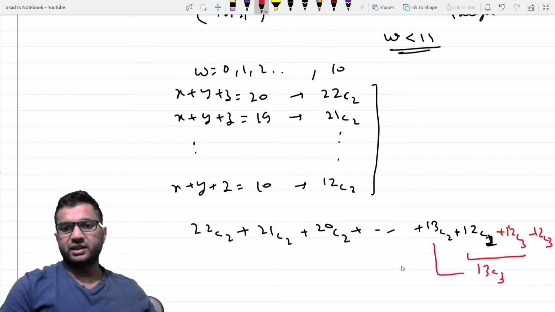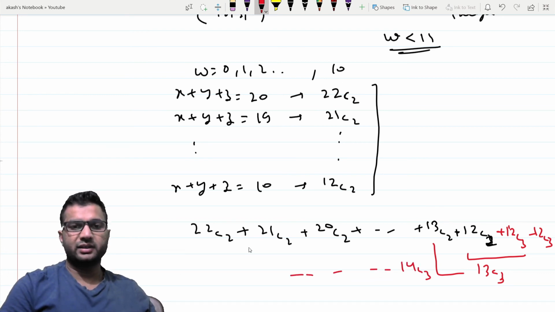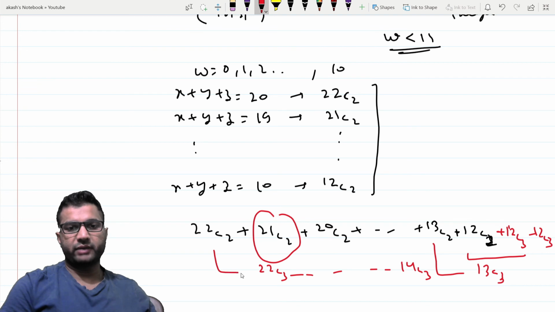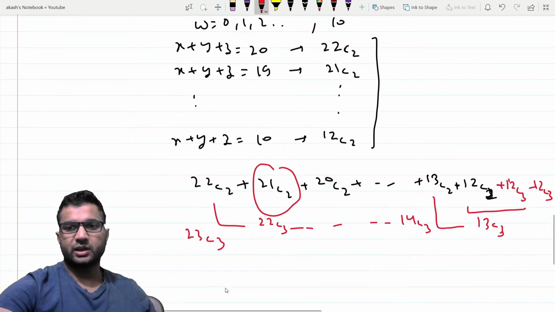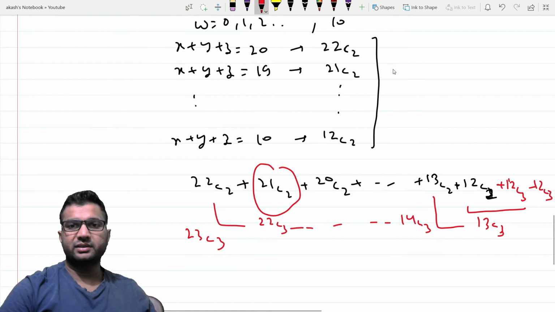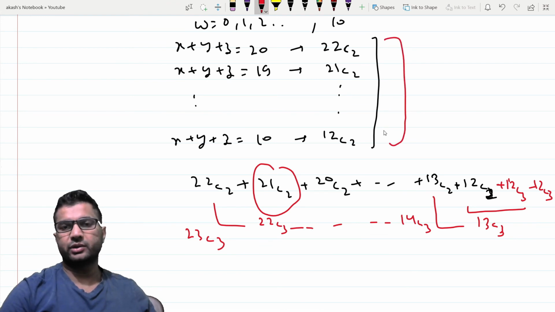And going in the same manner, this will get summed up and I will get 22c3, and my final answer will be 23c3 of this series. Okay, up to this. So the sum of this entire series will be equal to 23c3 minus 12c3. Okay.